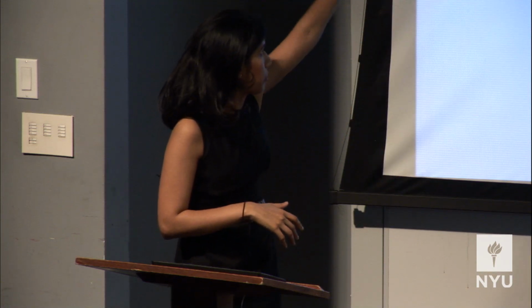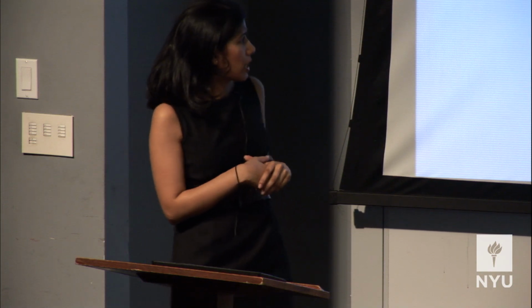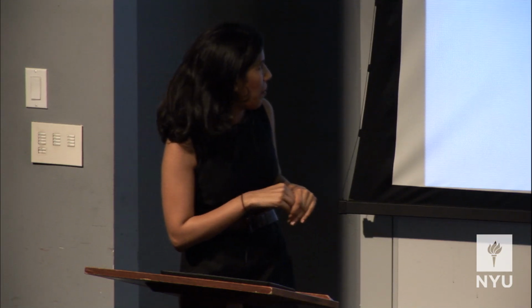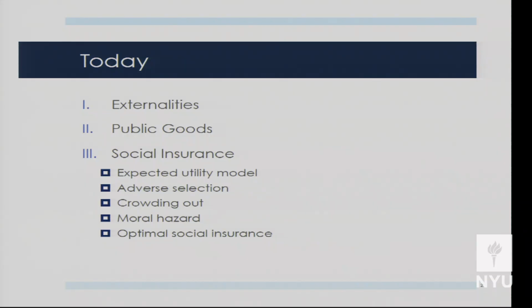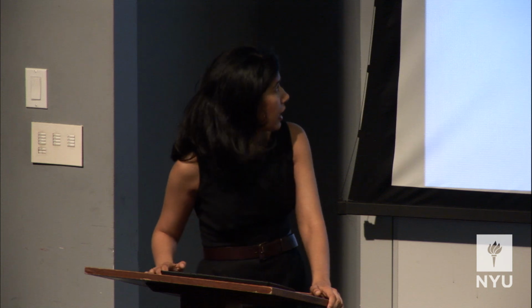Okay, so then we're going to talk about externalities, we're going to talk about public goods, we're going to look at some models, and then we're going to move on to social insurance. We're going to talk about the expected utility model, how we think about agents considering utility over risks. We're going to talk about adverse selection, crowding out, moral hazard, and finally optimal social insurance. We may not get through all of social insurance today, in which case we'll pick it up next time. It'll be fine. Okay, let's get into it.